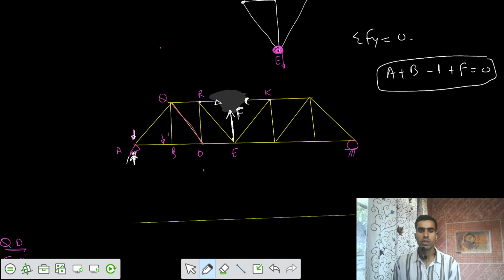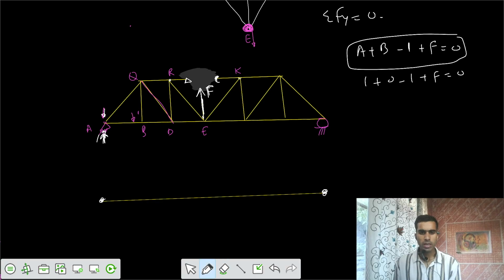So when load was placed at joint A, that means reaction was 1 plus 0 minus 1 plus F equals to 0. So F equals to 0. Similarly from this side, F equals to 0. Finally, I would say here also you would get F equals to 0, from this side also.